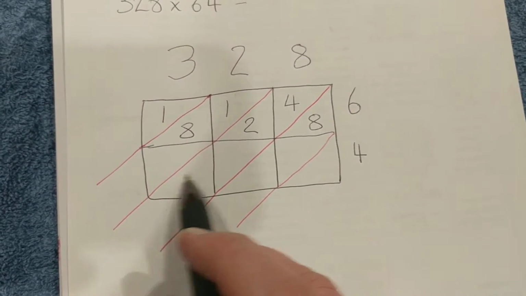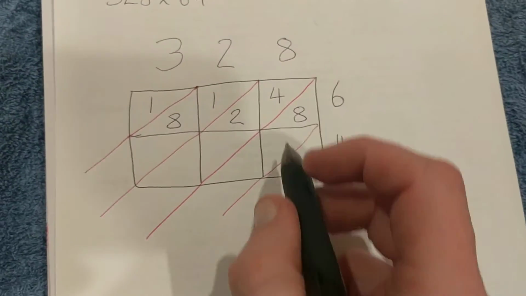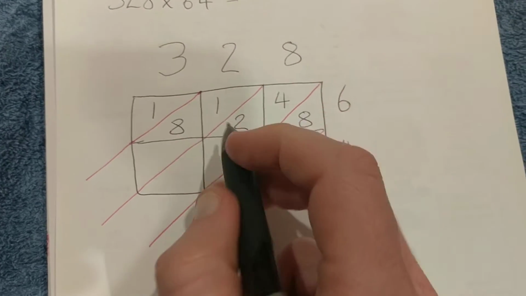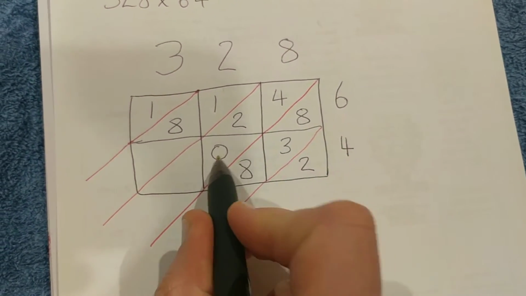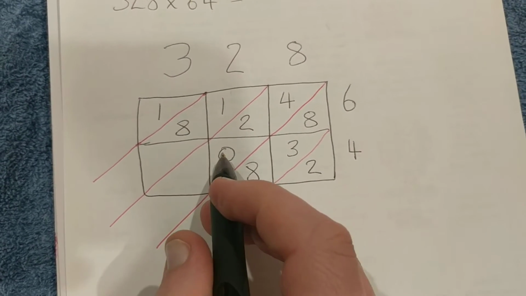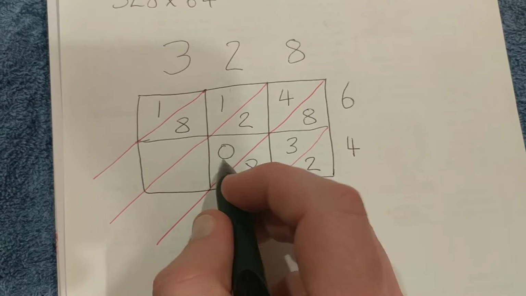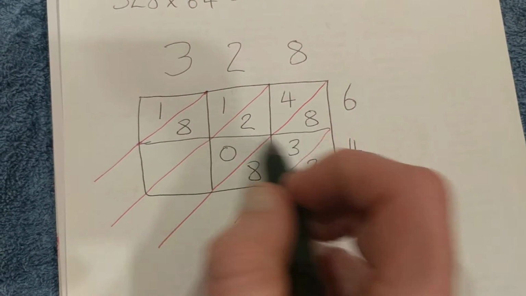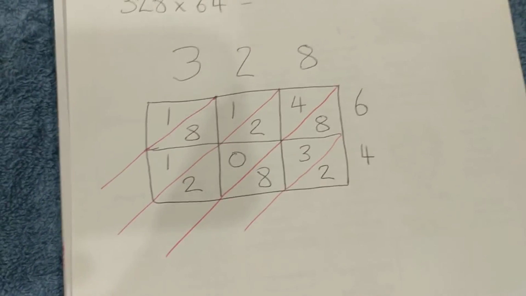Then we can move down to the bottom row using our 4. So 4 times 8 is 32. 4 times 2 is 8, and remember, this is where we would need to put 0, 8. So we keep that placeholder here in the tens column so that we don't put 80 or anything like that. And 4 times 3 is 12. So write that like that.